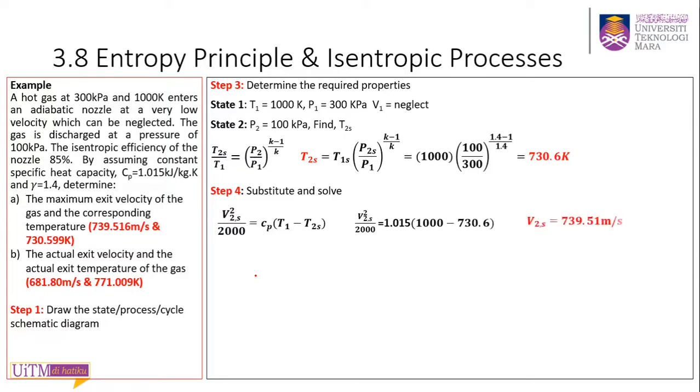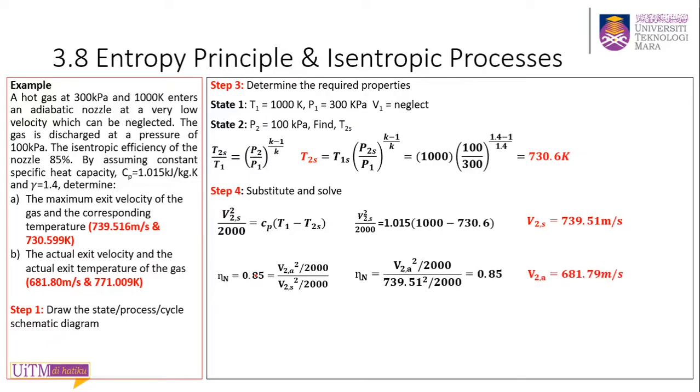For maximum exit velocity V2S, we can see that the answer is 739.51 meters per second. For actual exit velocity using the isentropic efficiency equation, we can see that the answer is 681.79 meters per second. And finally, for the actual exit temperature T2A, we can see that the answer is 771.01 Kelvin.